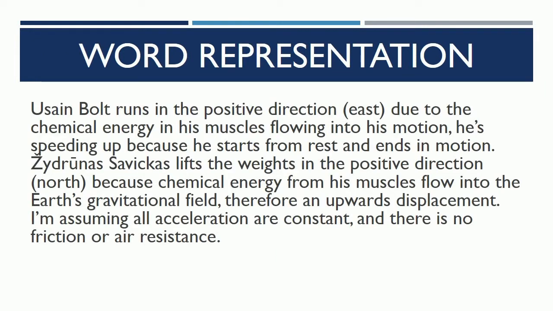Word representation. Usain Bolt runs in the positive direction, east. He's speeding up because he starts from rest and ends in motion. Zydrunas lifts the weights in the positive direction, north. I'm assuming all accelerations are constant, and there is no friction or air resistance.